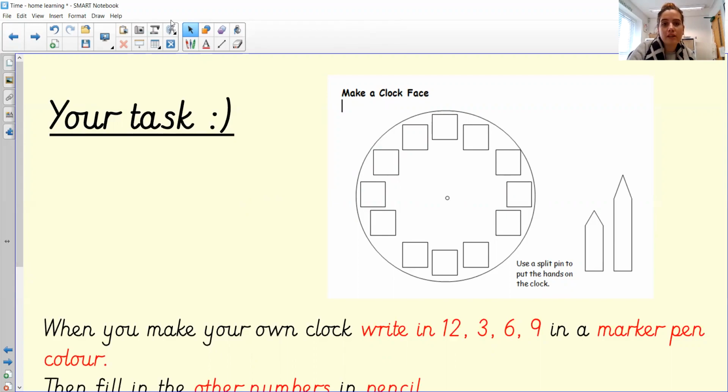Once you've made your clock, your grown-up might say to you, what time do you wake up? Some of you might wake up very early at 6 o'clock in the morning. I hope for your grown-ups that some of you wake up at 7 o'clock. Then think about what time you eat your breakfast. Some of you might eat your breakfast at 7. Some of you might eat your breakfast at 8 o'clock.